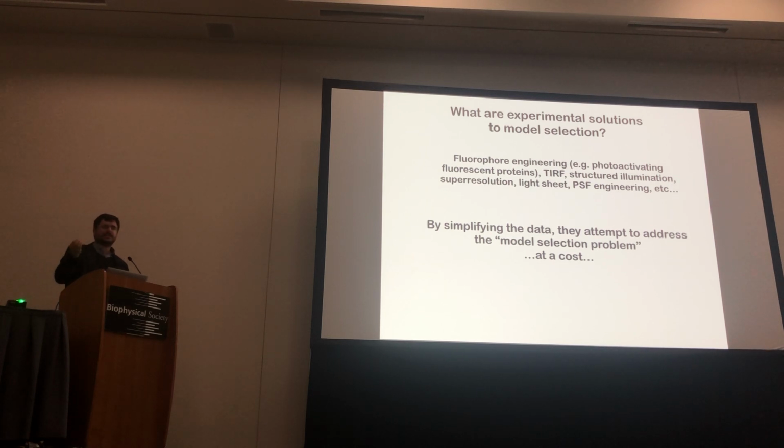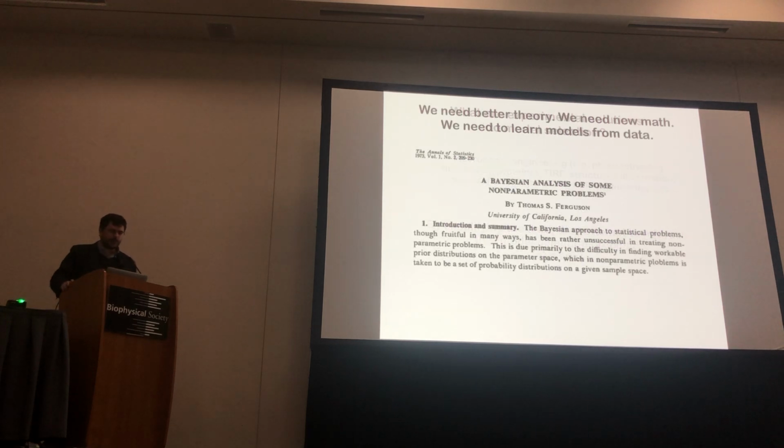So if I really want to get access to life at high spatiotemporal resolution, I also need to look for theoretical solutions to the model selection problem. So what I'm arguing is that we need a better theory. We need new math. And fundamentally, what we need to do is to learn models from the data. Not just learn parameters given fixed models, but actually learn models themselves from the data. In fact, statisticians had thought about this problem, and in 1973 there was this nice paper published by a gentleman called Ferguson in the Annals of Statistics in its very first volume.